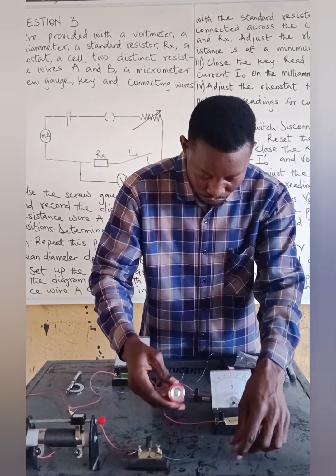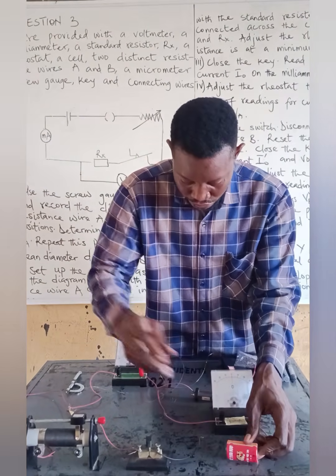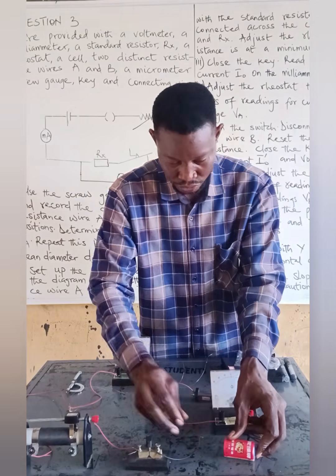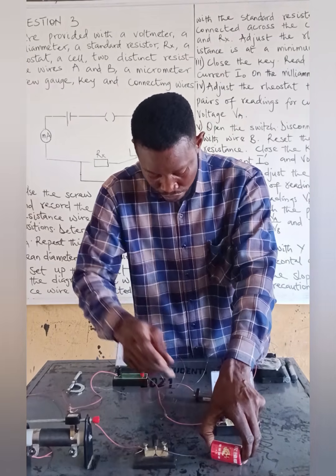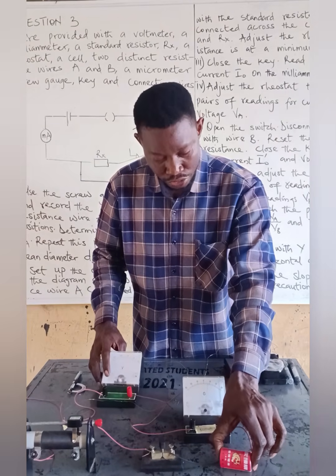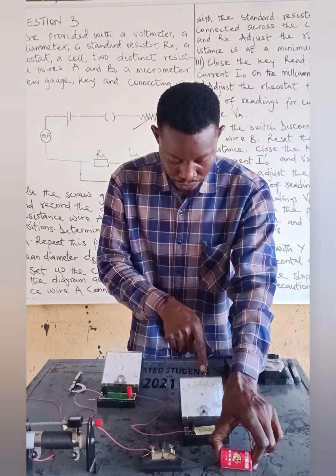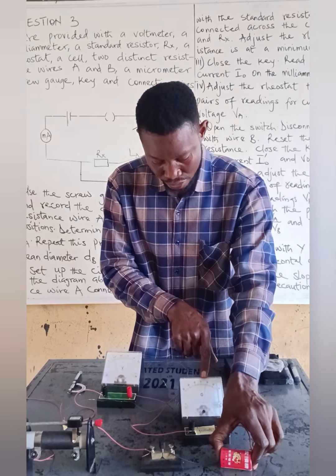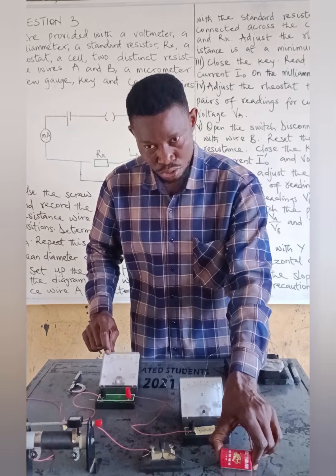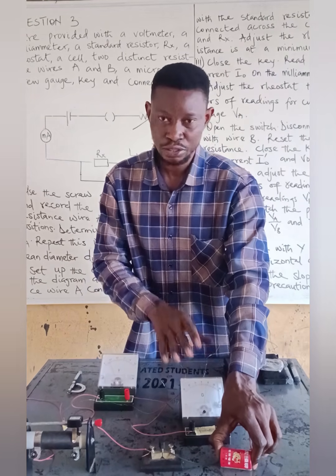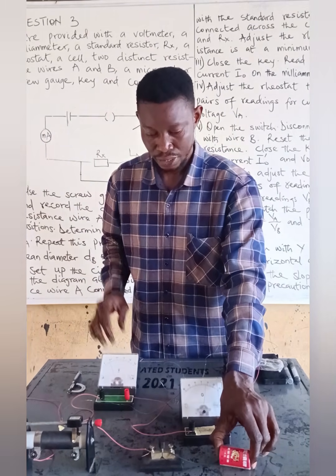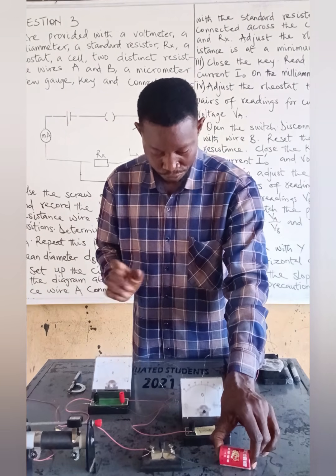So I'll simply connect the battery here. Once I connect the battery, you notice that the milliammeter gives you a reading, while the voltmeter also gives you a reading. I don't know if the camera can capture the readings very well here. These are the values that you should record as I0 and V0 for the first wire.